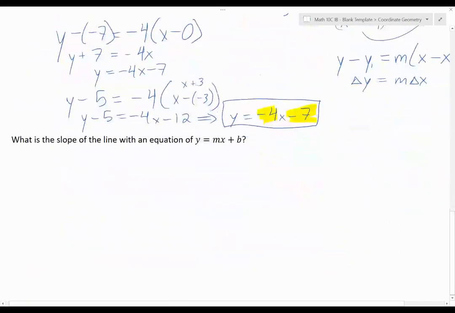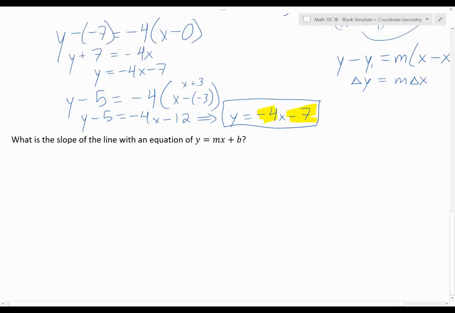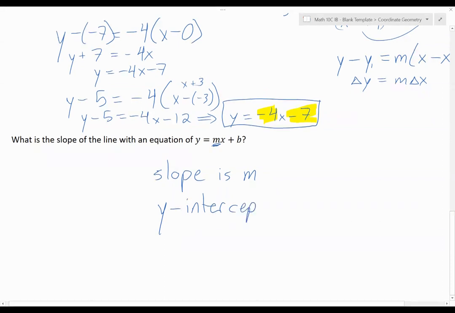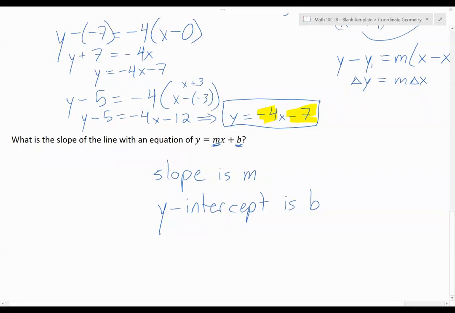So considering again, just generically, what do we know about the final equation once y is isolated? The slope is m, the coefficient of the linear term. And more to the point, or further information, the y-intercept, in other words, where the graph is going to cross the y-axis, is b, the constant term of this equation.